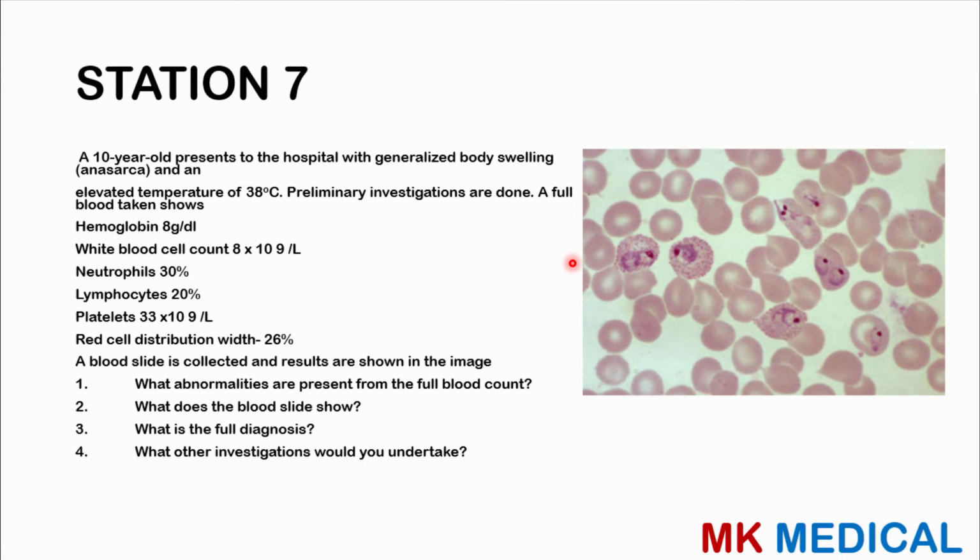Then station 7, a 10-year-old presents to the hospital with generalized body swelling, anasarca, and an elevated temperature of 38 degrees. Preliminary investigations are done, a full blood count is taken, and shows hemoglobin of 8 grams per deciliter, white blood cell of 8 times 10 to the power of 9, neutrophils of 30%, lymphocytes of 20%, platelets of 33, and a red cell distribution width of 26. A blood slide is collected and the results are shown in the image.